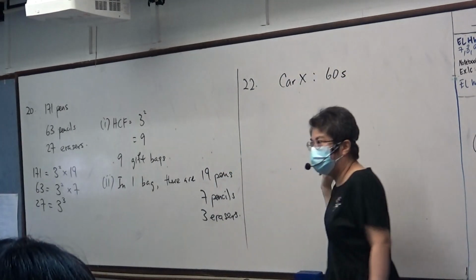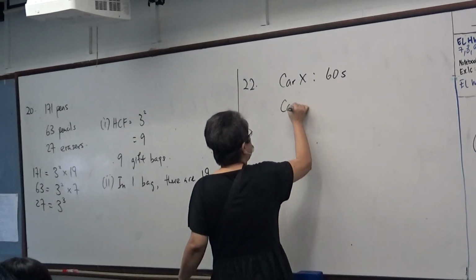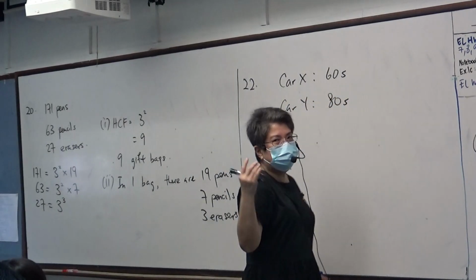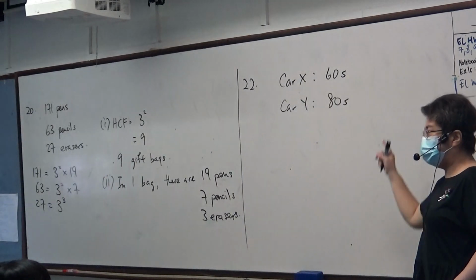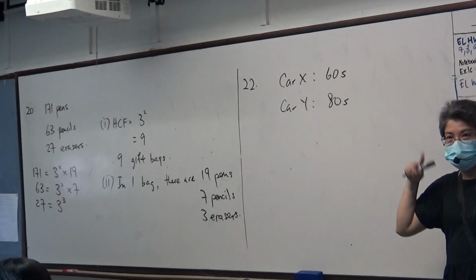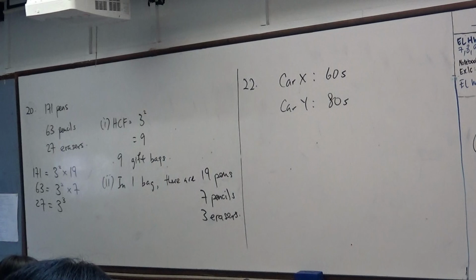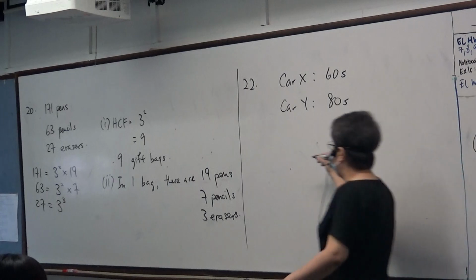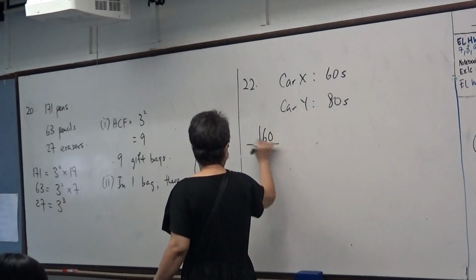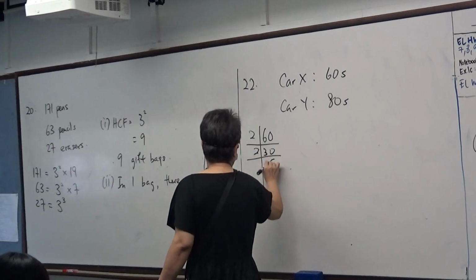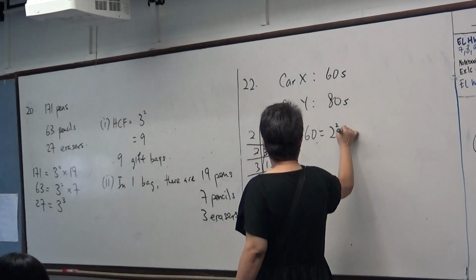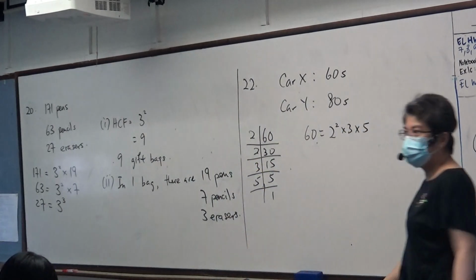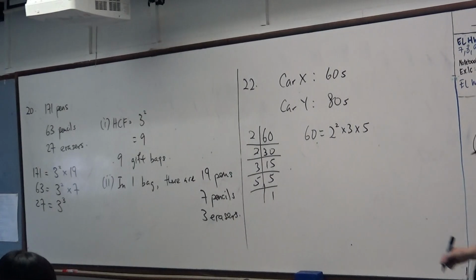Understand? Okay, so car X takes how long to make 1 lap? 60 seconds, right? Correct? How about car Y? 80 seconds. Now, with this information, can you tell me which car is faster? X, right? Because in 60 seconds it can go around already. Everybody clear with what I'm saying? Alright. Now, first of all, let us put 60 into prime factors first. So 60 is actually 2 squared times 3 times 5. Okay? Those who have done it, we have this one. What about 80?